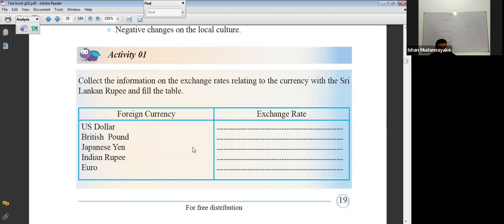Now here there's a question. Exchange rates change daily. You can go to the internet, open Google Chrome and search the US dollar rate, British pound rate, Japanese yen rate, Indian rupee rate, and euro rate. You can search.